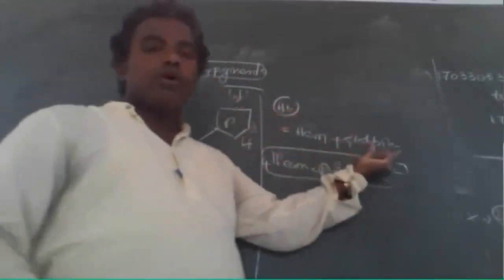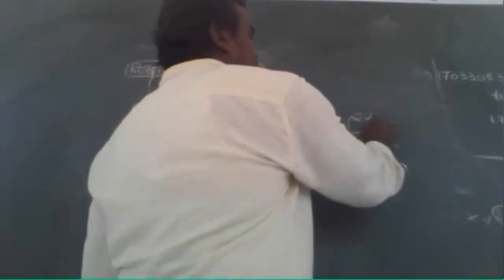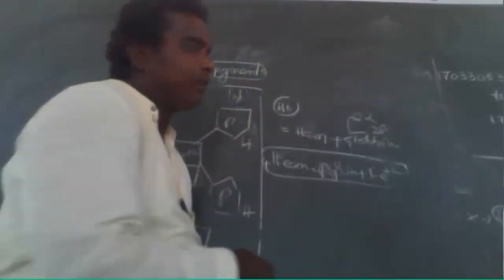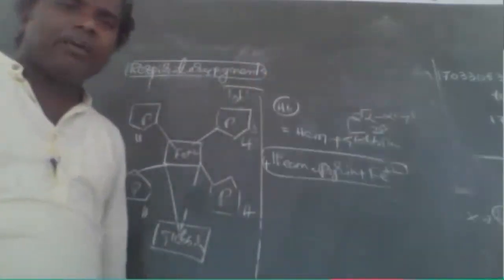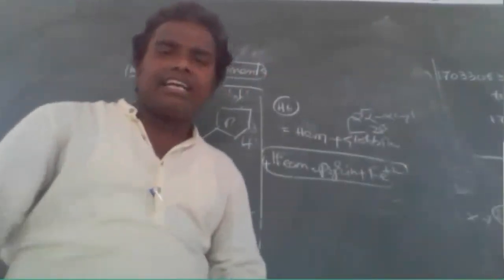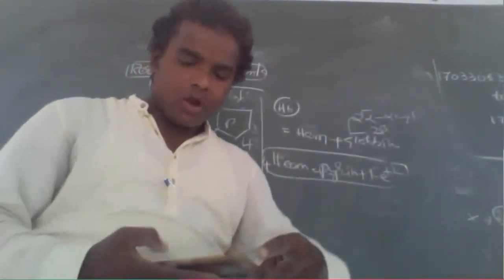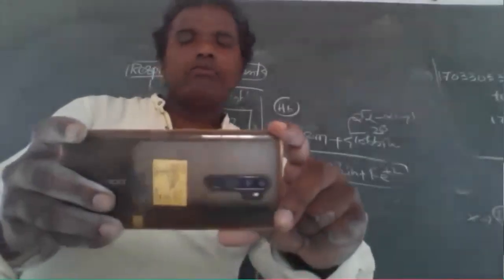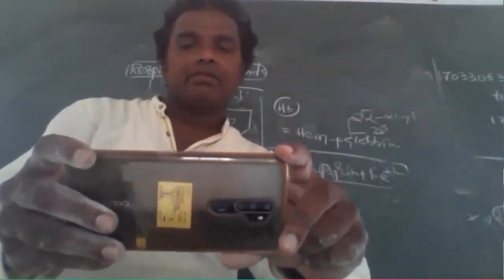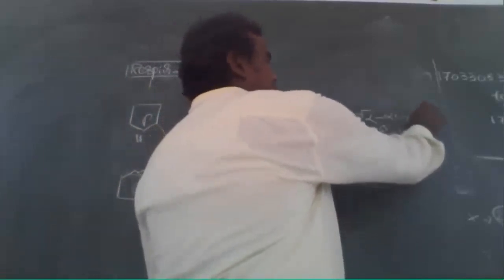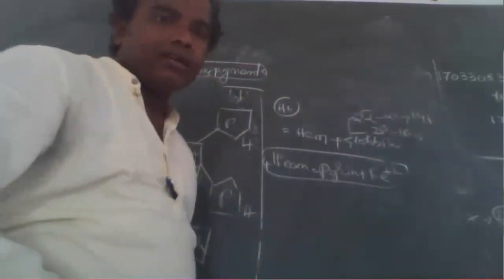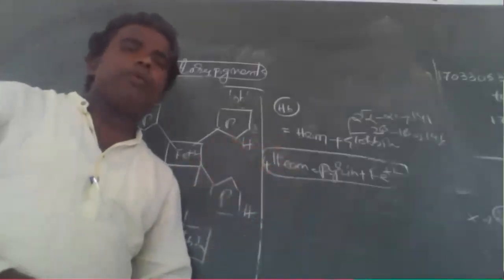I already told you globin contains 2 alpha and 2 beta chains. One alpha chain contains how many amino acids? 141 amino acids. One beta chain contains 146 amino acids. So this is the hemoglobin structure.